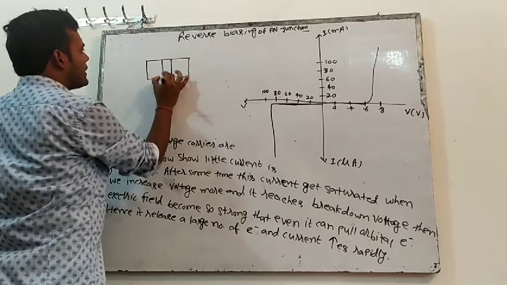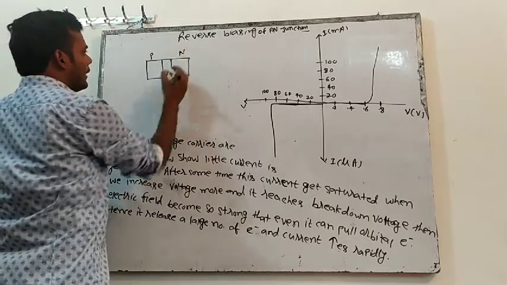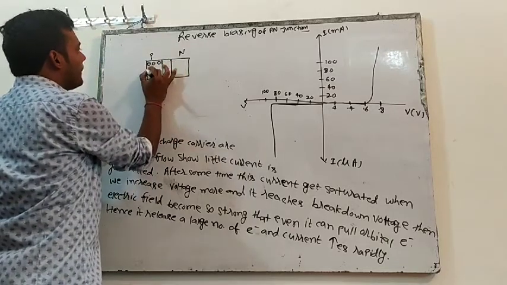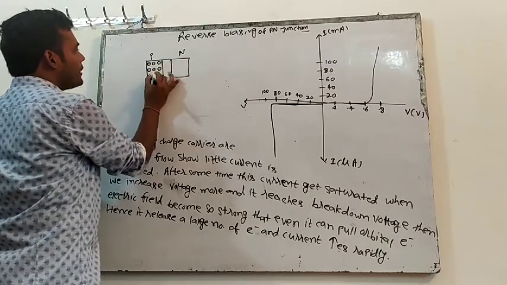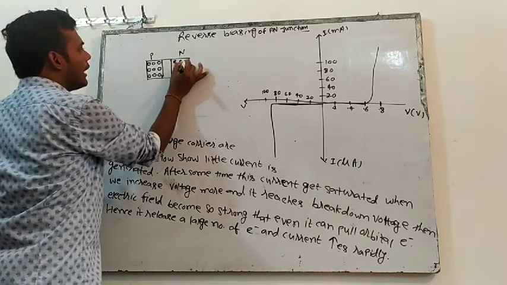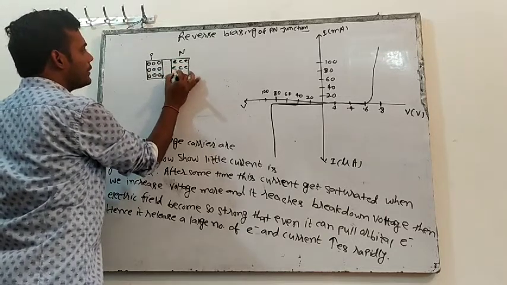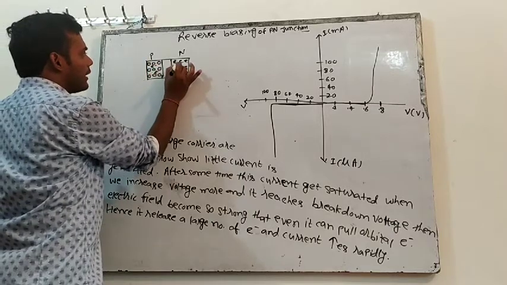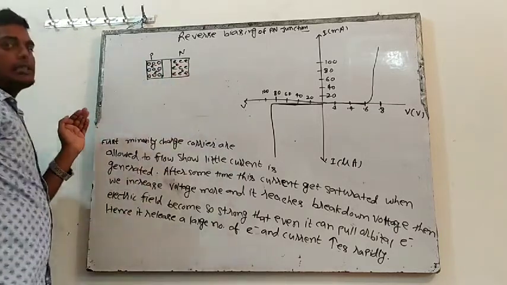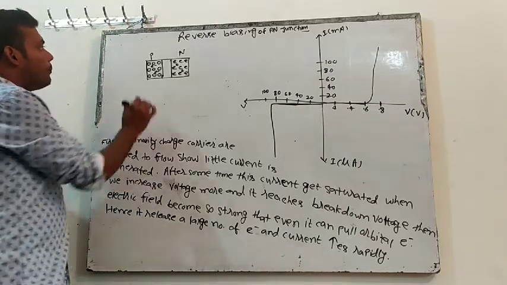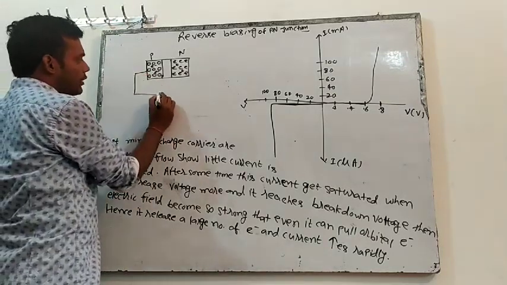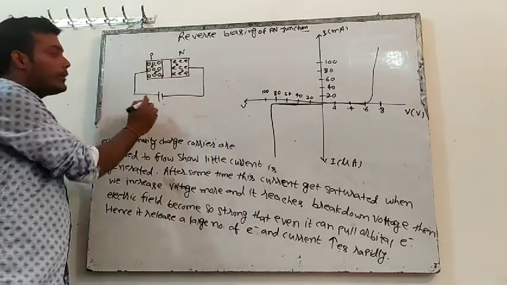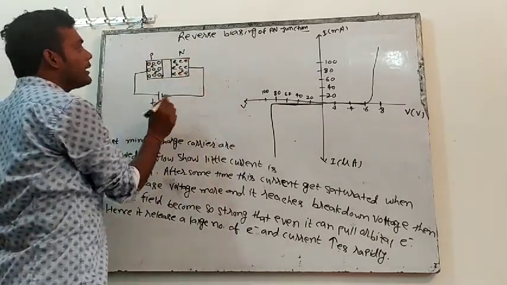Suppose this is P, this is N. Here, hole will be the majority charge carrier, and here electron will be the majority charge carrier. Here electron will be the minority charge carrier and here hole will be the minority charge carrier. In forward biasing, what will happen? When we connect P with the positive and N with the negative, it is forward biasing.